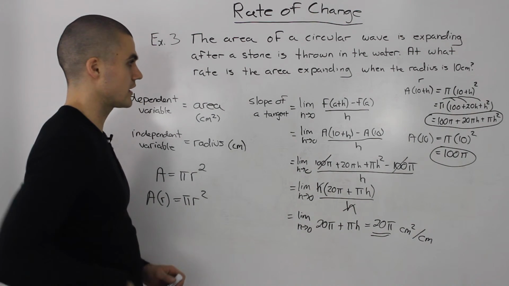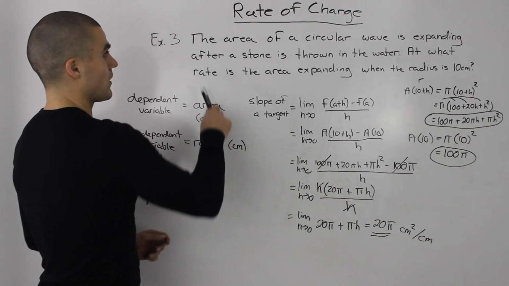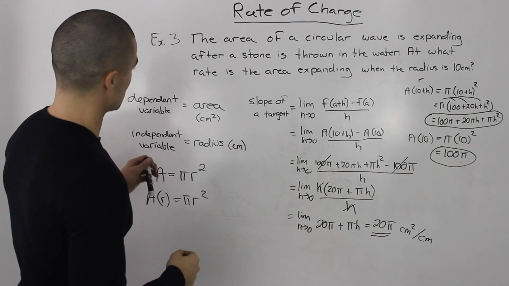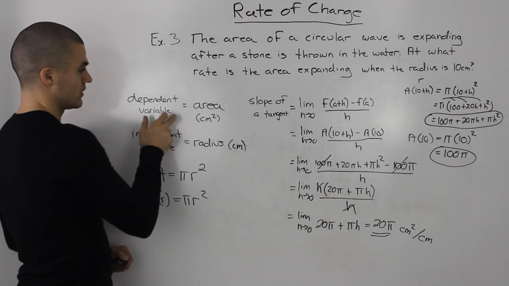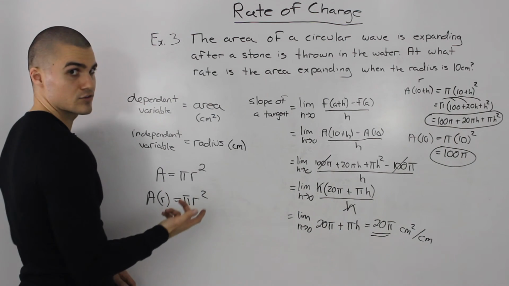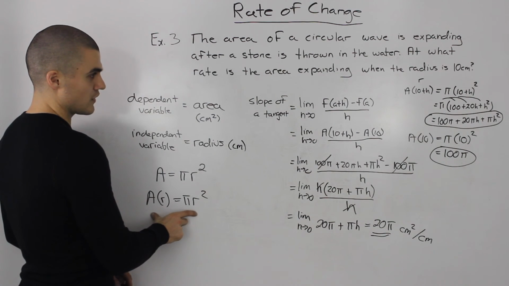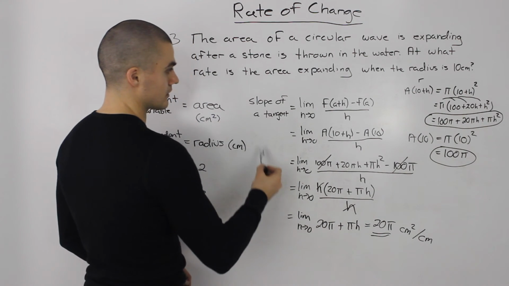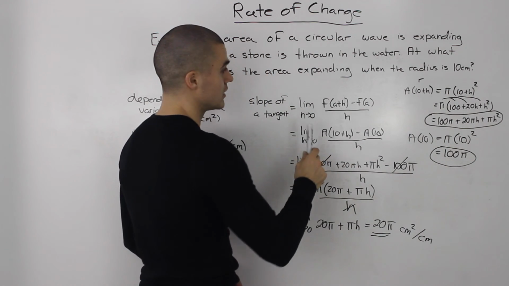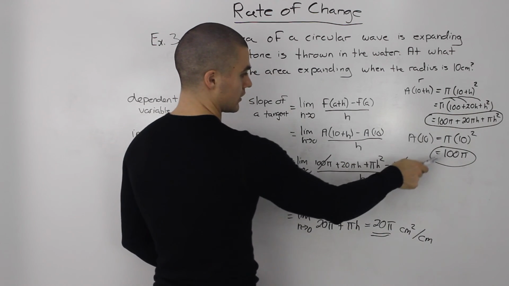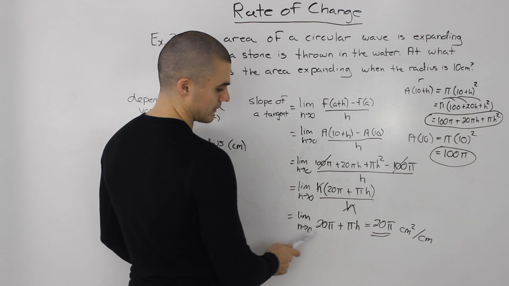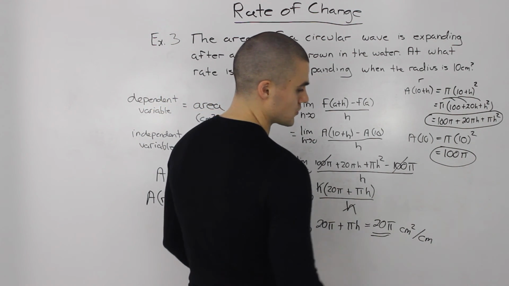Okay, so let's do a quick recap of this question. So at what rate is the area expanding when the radius is 10 centimeters? A circular wave is expanding after a stone is thrown in the water. So first we got to figure out what the dependent and the independent variable are. So the dependent variable is the area, the independent is the radius. Then we make an equation relating the two. So it's just the area of a circle. So we're going to be using this function in our difference quotient. And we did some calculations on the side here for A of 10 plus h and A of 10 because we're finding the instantaneous rate at 10 centimeters. And then plugging those values back in here, we did some algebra. The constants cancel out. Then we're able to factor out an h. The h cancels out of the denominator. And then we could plug in 0 for h. And we end up with 20 pi centimeters squared per centimeter.